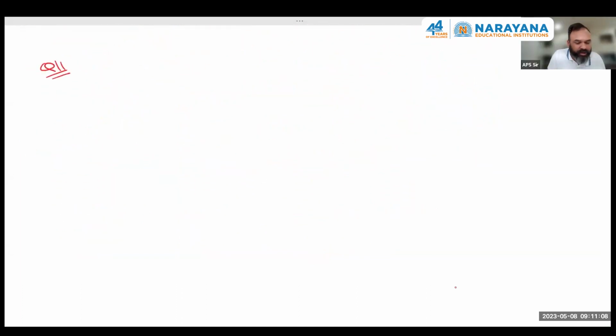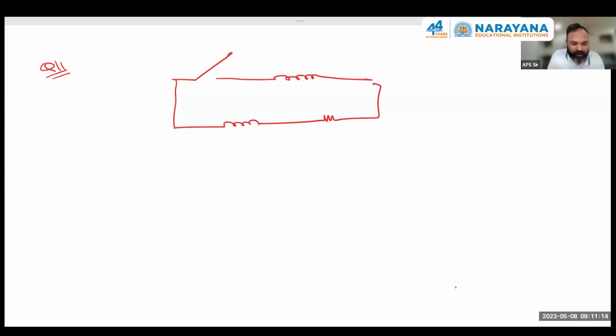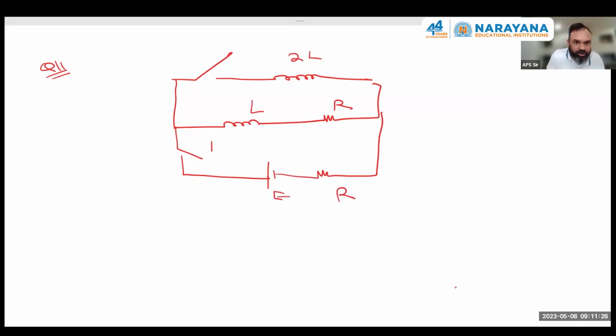Yeah, this was a nice question. There is a switch to inductor. There is an inductor, resistor. Then he says that fine, I have a switch here also, EMF and a resistance R. I'll go through this. This is 2L, this is L, this is R, this is E, this is R, this switch 1, switch 2. Initially, at t is equal to 0, this guy was closed, this was open.